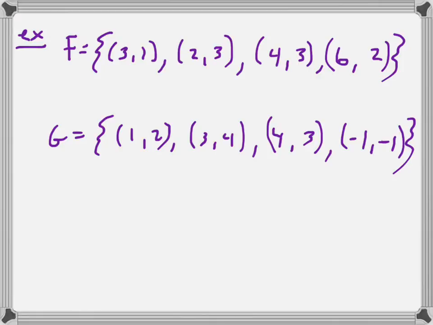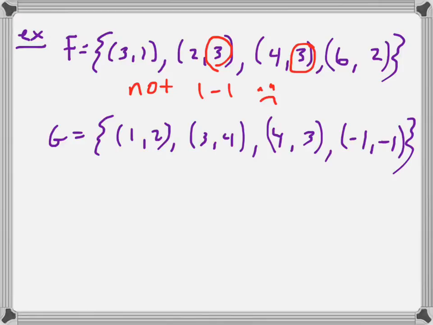Well, let's look at f. Okay, 3 and 1, 2 and 3. So far, nothing's repeated. 4 and 3. Oh, look at that. 3 showed up twice as a y value. So, in other words, if I were trying to undo this relationship, and you said, "Hey, what if y is 3? What's x?" Well, you don't know if it's 2 or 4 in this case. So, sad face for this guy. Oh, not 1 to 1.